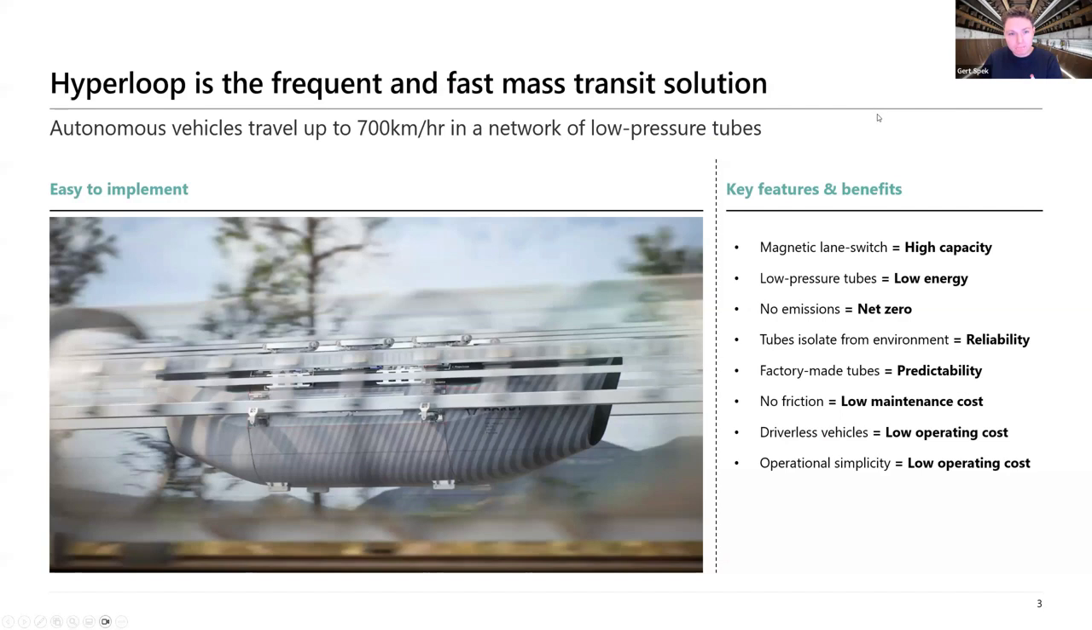So first of all, just to recap, Hyperloop is this mass transit solution, traveling up to or over 700 kilometers an hour, but also, of course, at a lower speed. I did an assessment now at 500 kilometers an hour, which will be probably more like the average speed for routes across a European context.